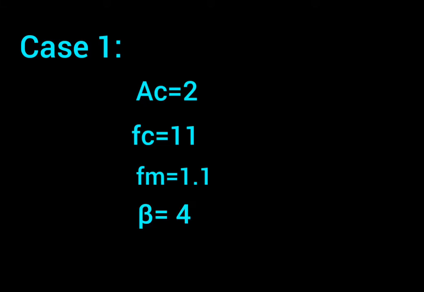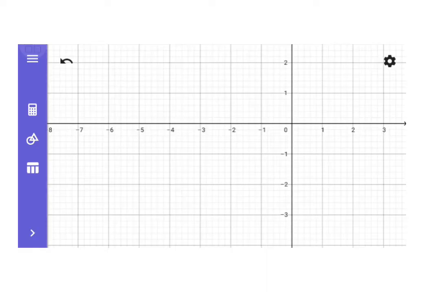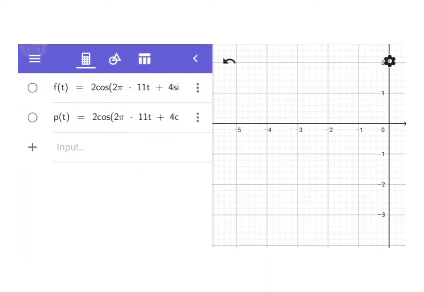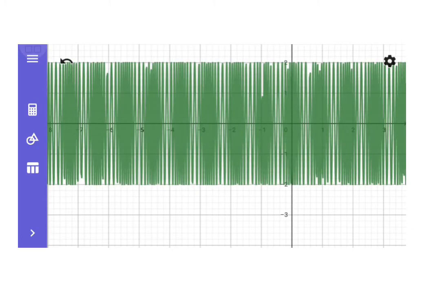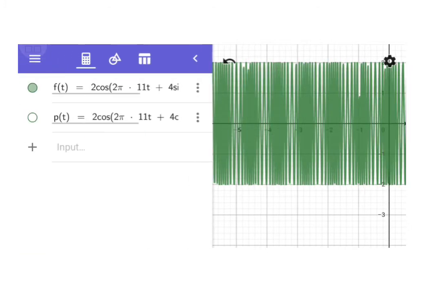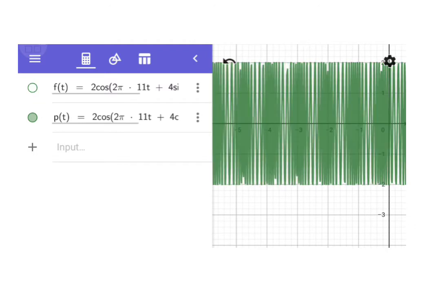In case 1, let us take AC equal to 2, FC equal to 11, FM equal to 1.1 and beta equal to 4. Generally, frequency of carrier wave is always greater than the frequency of message signal. Here let us take FC is greater than FM by 10 times. Substituting the values of AC, FC and FM and beta values in the frequency modulation equation, we get the waveform like this. And by substituting those values in the phase modulation equation, we get wave like this.